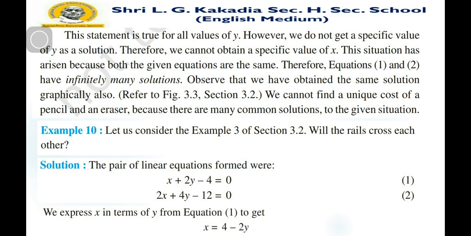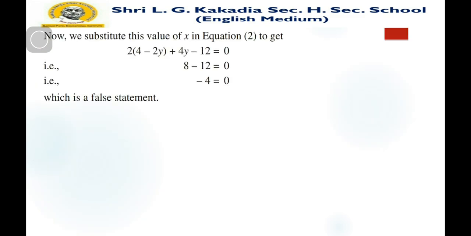From equation number 1 we get x is equal to 4 minus 2y. Now let me put this value in equation number 2. Substituting this value of x in equation number 2, we get 2 into (4 minus 2y) plus 4y minus 12 is equal to 0. After that, 8 minus 12 is equal to 0, and minus 4 is equal to 0, which is not possible. Minus 4 does not equal 0, so which is false.